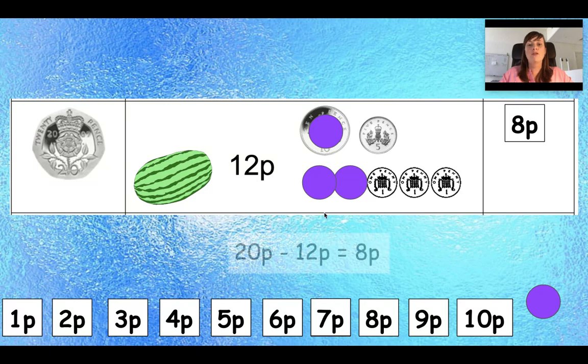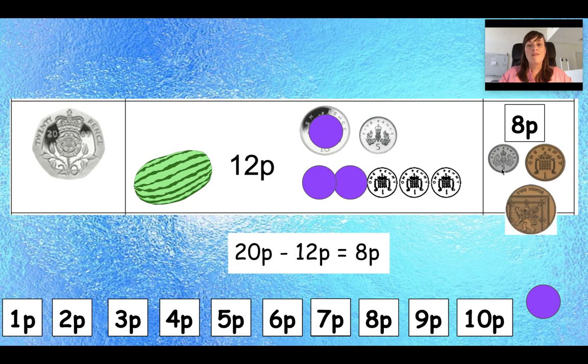Now I've got number sentence first. 20p take away 12p equals 8p. Now to make 8p, I've got a 5p and 3 1s. Or I could use a 5p, a 1p and a 2p. Altogether that makes 8 pence.